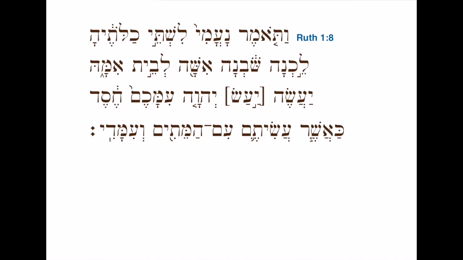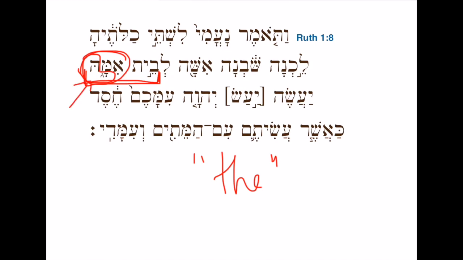Now, anytime you add a suffix to a word, that makes the word definite. So that's why you heard me say to the house of your mother, not to a house. This construct phrase is definite because ima is made definite by that third feminine singular suffix. So this concludes our video.